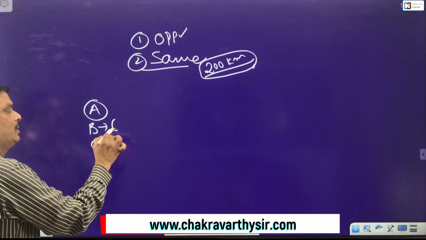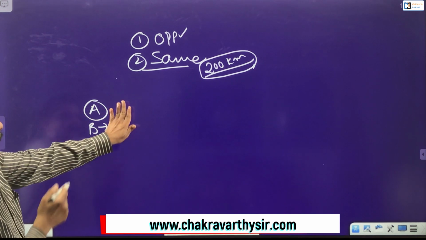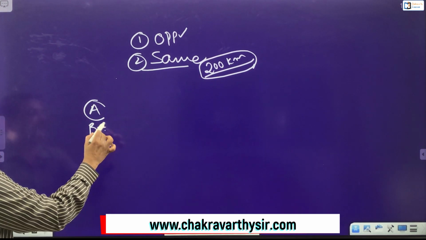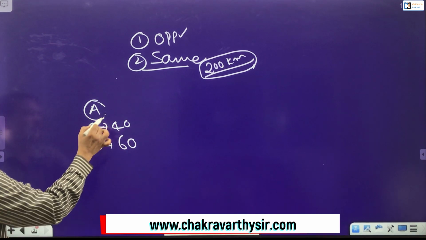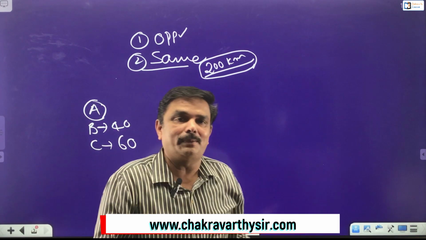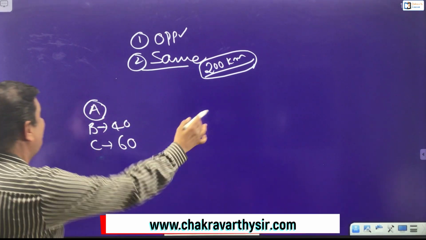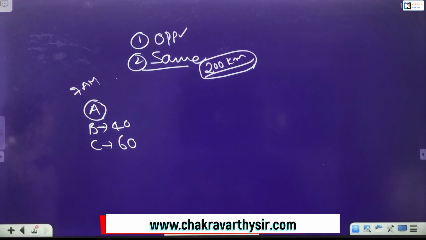Speed of the bus is 40 kilometers per hour and car is 60 kilometers per hour, the same as before. Let us imagine in this way, a simple concept. Now the time is 7 o'clock, for example, 7 a.m. Both started simultaneously.